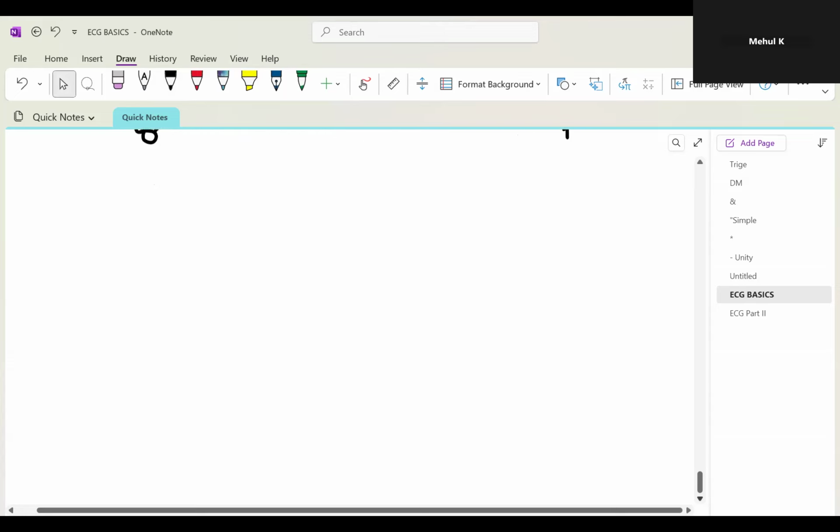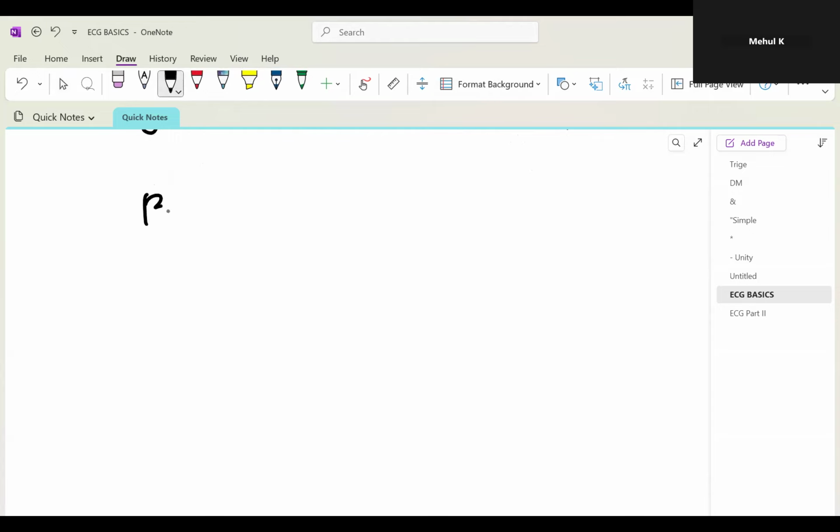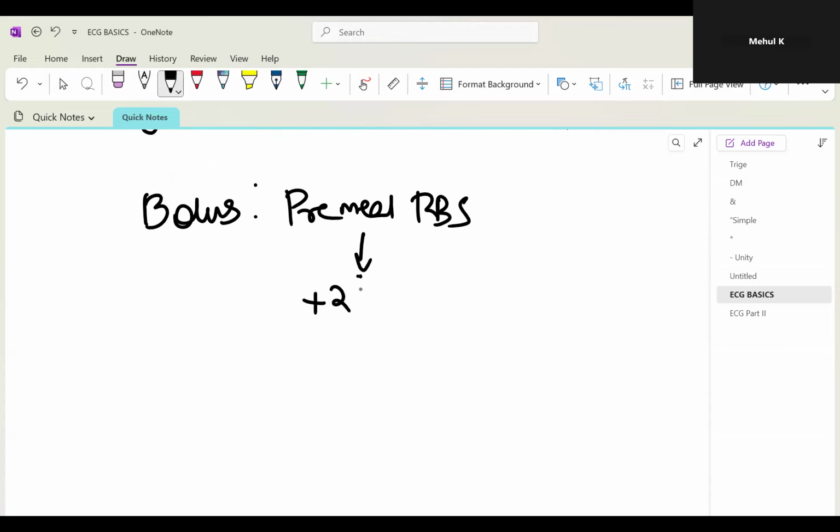But the thing is that this bolus insulin is not fixed. Bolus insulin is always going to be a little bit dynamic based on the patient's pre-meal RBS values. Based on your pre-meal RBS values, you will adjust, plus 2, plus 2, plus 4. We'll get into that shortly.